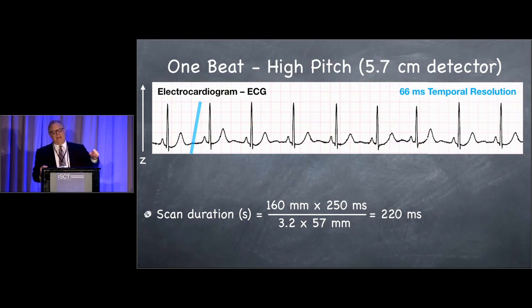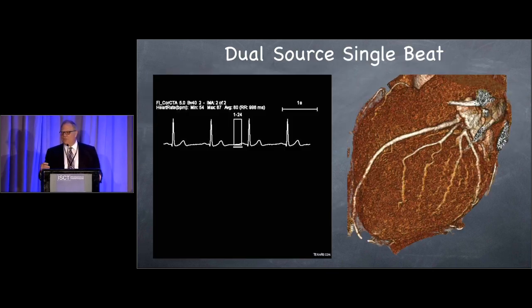We can get single heartbeat imaging with smaller detector scanners by using a high pitch method. And this is specifically with the dual source. The pitch used here is 3.2. In this particular case, the scan duration is 220 milliseconds with a 66 millisecond temporal resolution. That's covering 16 centimeters of the patient with the scan duration derived, as you see down below. And this can be a very effective method.